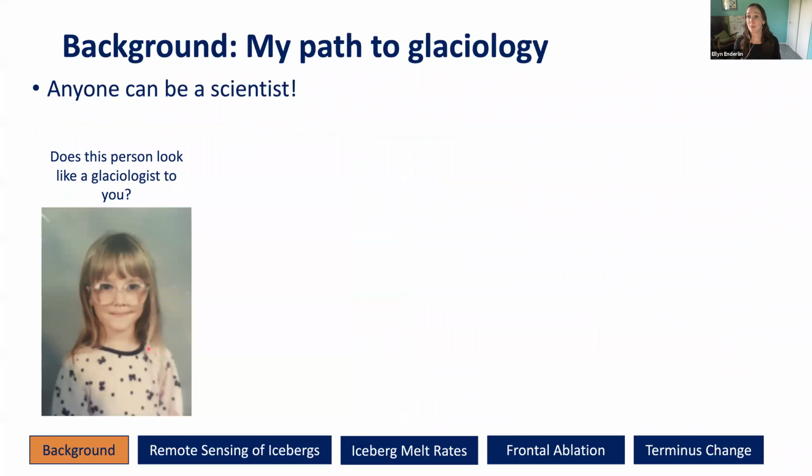And I was a really big dork. I was really nerdy. Still am, and I'm just proud of being nerdy at this point in my life. But this is actually a picture of me from kindergarten. And you can see I already had the gigantic glasses going on, and you would look at this little kid and you'd say, does this look like a glaciologist to you?